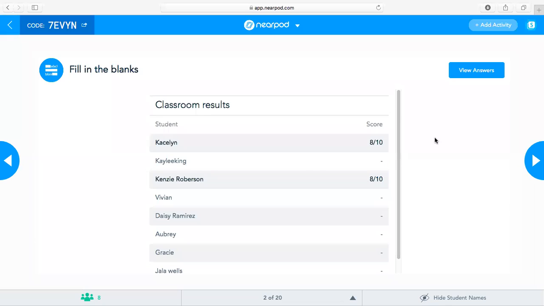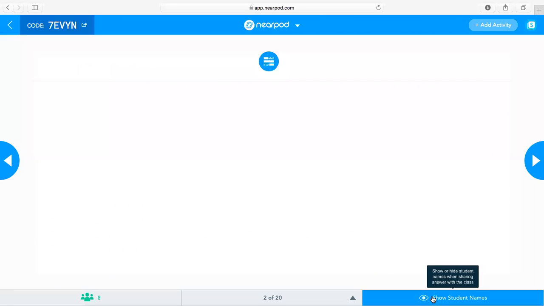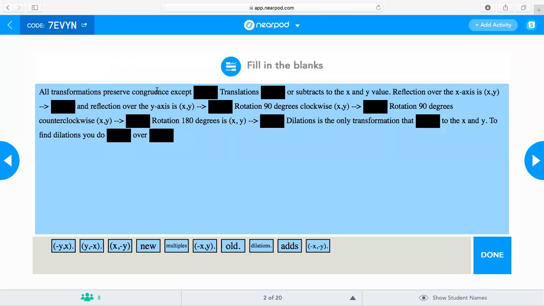Okay. So if you did not finish this part, don't worry about it. It's fine. All transformations preserve congruence except which one? Dilations, because that gets bigger or smaller. Translations adds or subtracts to x and y.